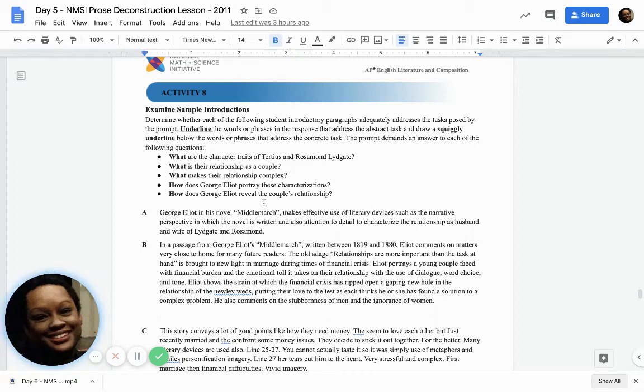The prompt demands an answer to each of the following questions. Now, before you read all of those prompts, in order to have an adequate prompt, you must answer all 6 of these questions. What are the character traits of Tertius and Rosamund Lydgate? What is their relationship as a couple? What makes the relationship complex? How does George Eliot portray these characteristics? And how does George Eliot reveal the couple's relationship?